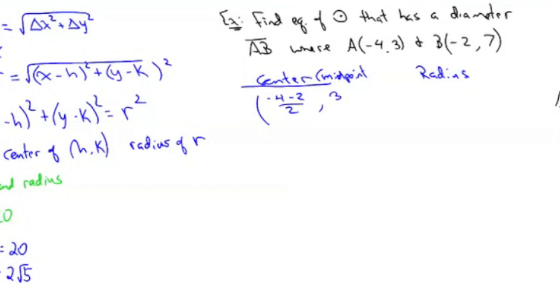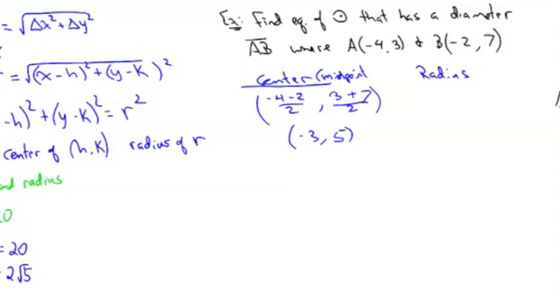-4 plus 2 over 2. 3 plus 7. I tell you, that distance formula will mess you up. The midpoint is the average: add them together, divide by 2. So the center is going to be -3, 5. All right, so that becomes our center.